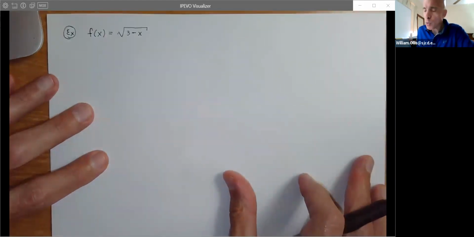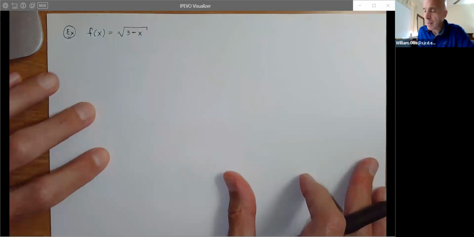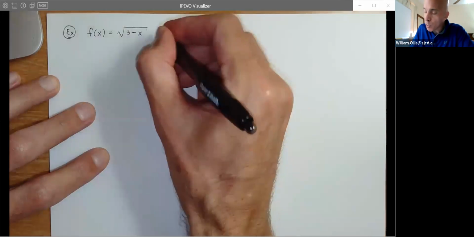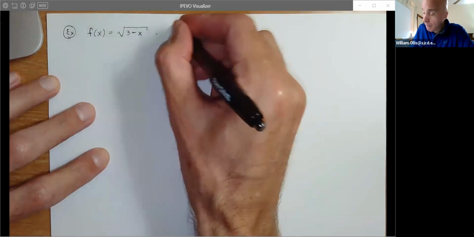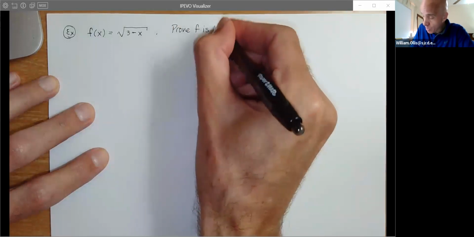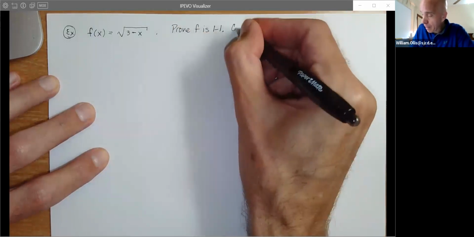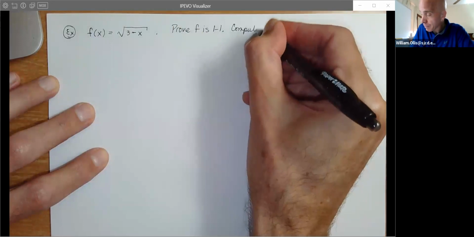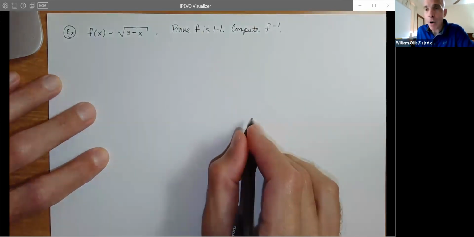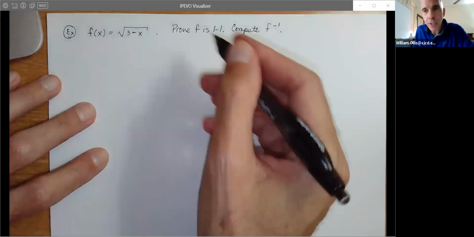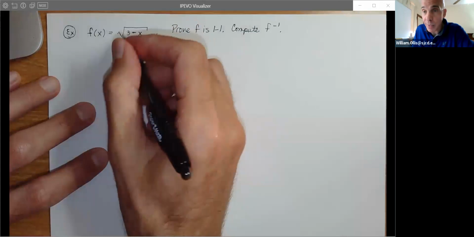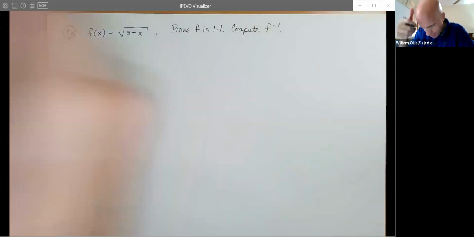Okay, so we're going to start out with this function. Now, when we look at this function, let's go ahead and do domain and range. So what I'm going to say first is prove f is 1-to-1 and compute f inverse. All right, so before we do that, let's just go ahead and do a little bit of college algebra, you know, domain, range, something like that.